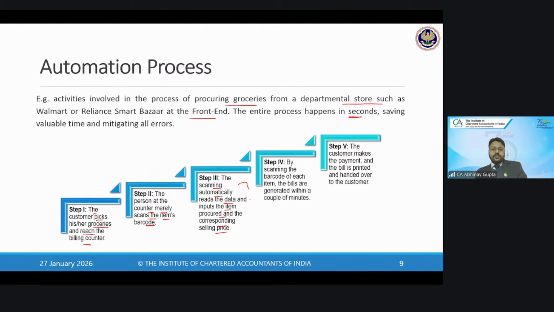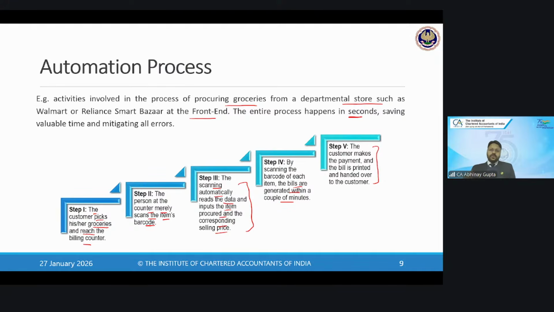Whatever attributes need to be captured will be captured merely by scanning those products, and bills are generated within a minute. Did you notice this whenever you have visited any mart for purchasing anything? Yes, sir. Right? And when the bill is generated, you simply make the payment either by cash, UPI or card, and it gets settled within seconds, and the system records the sales.